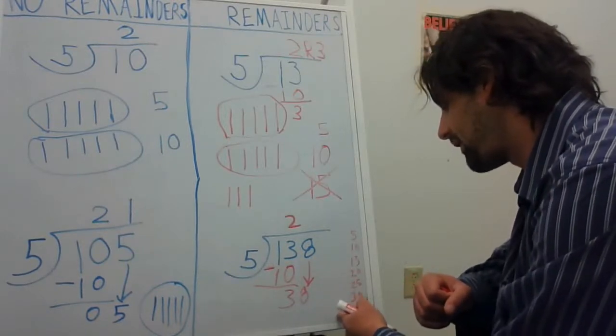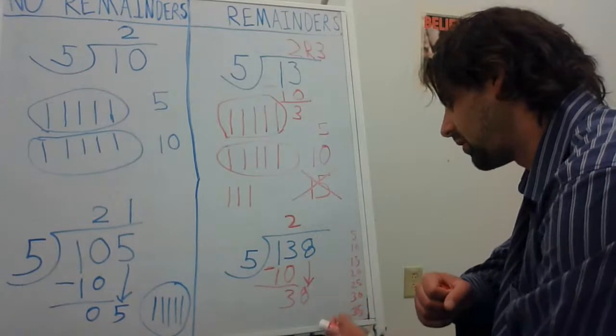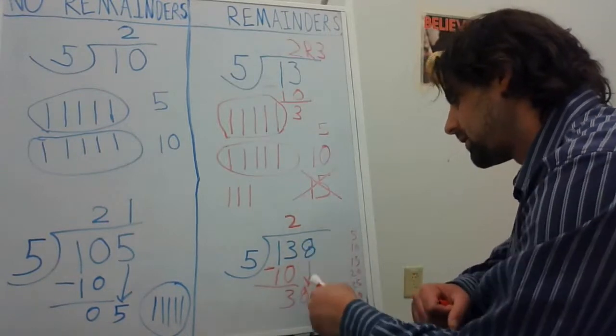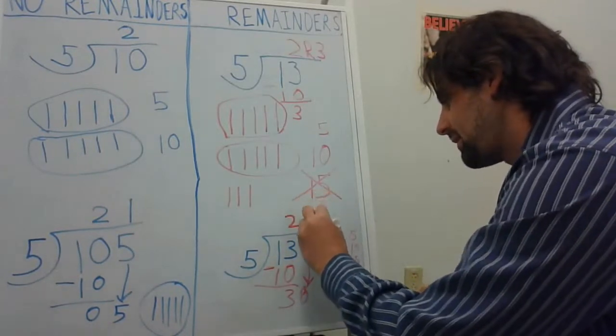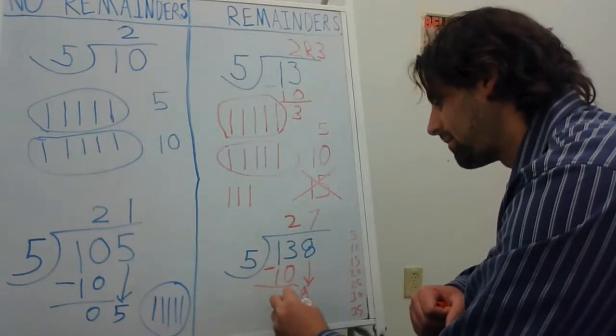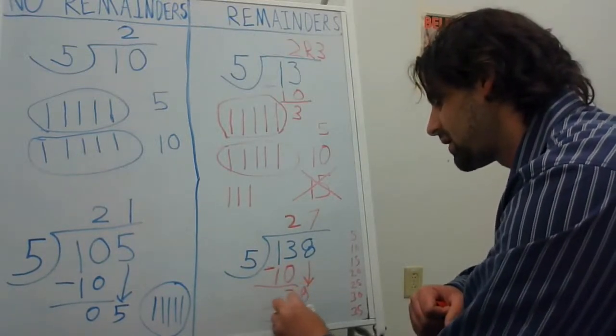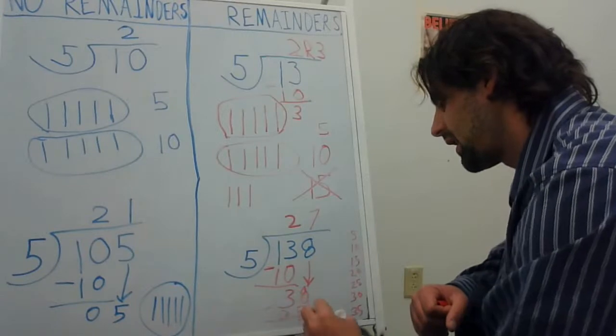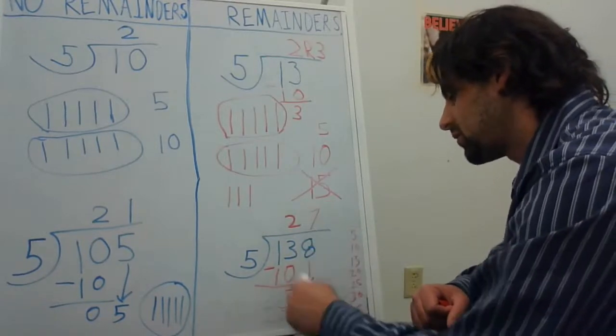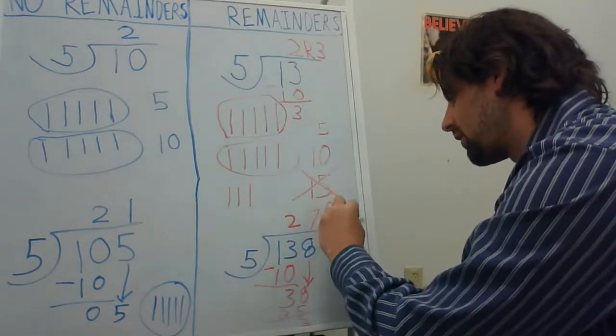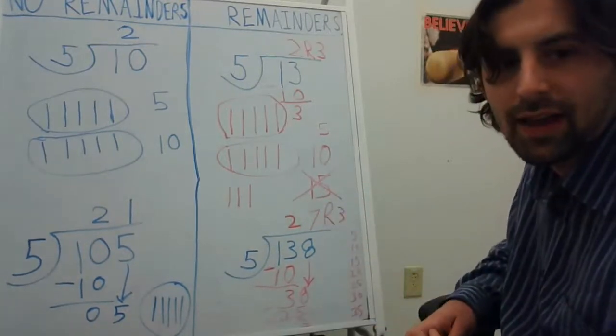If I count up by 5 again, I'll be at 40. I'll be too far. So 5 goes into 38 7 times, and there is a remainder. 38 minus 35 equals 3. So our answer is 27 with a remainder of 3. R stands for remainder there.